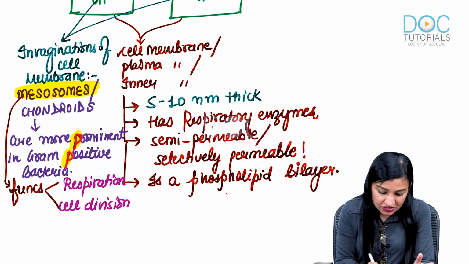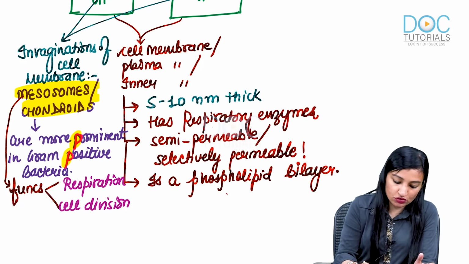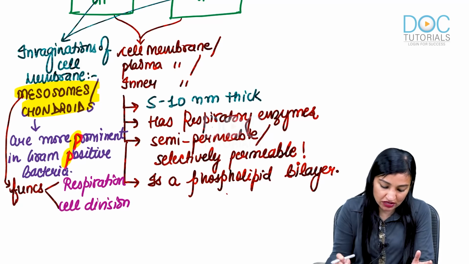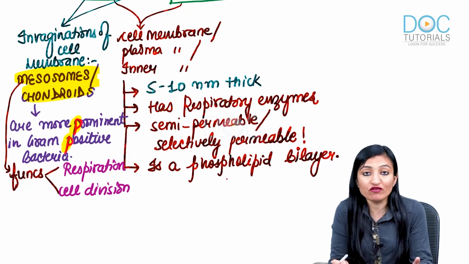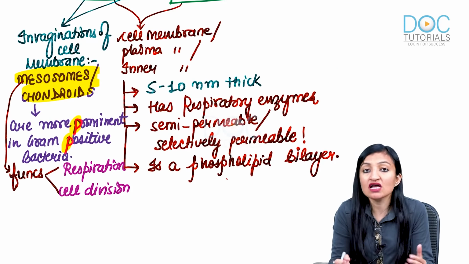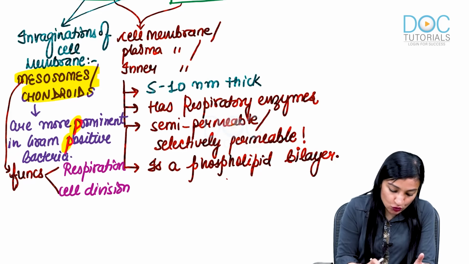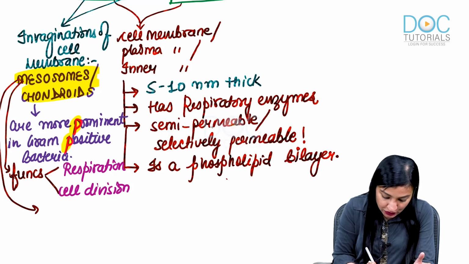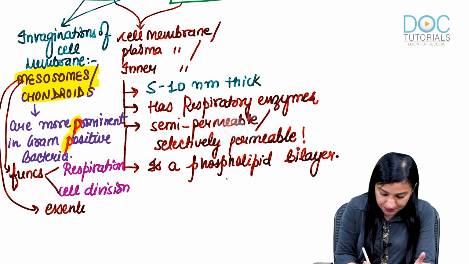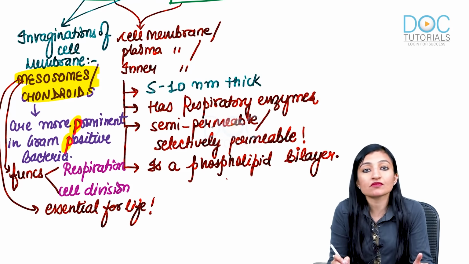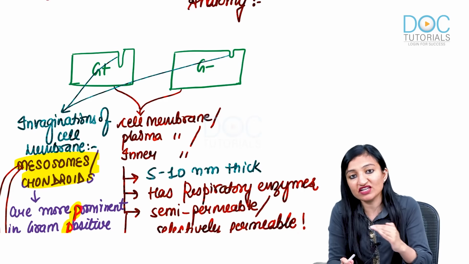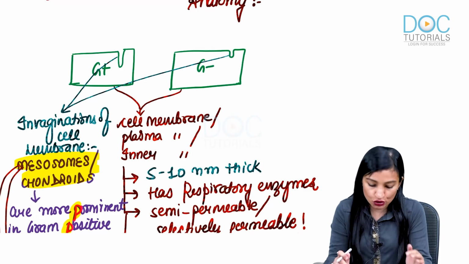There's a famous MCQ asked about mesosomes, not a new MCQ, a very old MCQ rather. Are these essential for life of a bacterium or not? Absolutely yes, guys. Mesosomes, being nothing but invaginations of the cell membrane, are absolutely essential for life of a bacterium. Alright, so this is about the cell membrane and its invagination, that is mesosomes or chondroids.